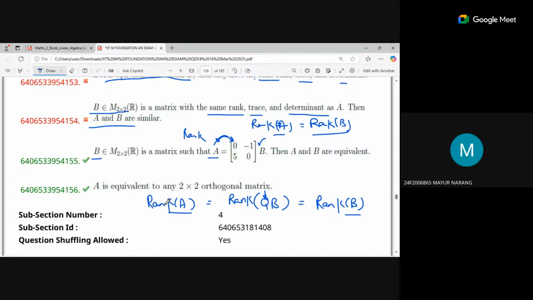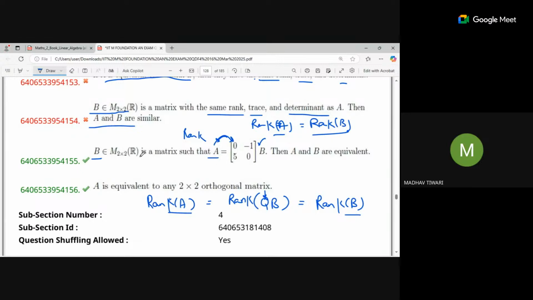Sir, can we multiply the inverse of this invertible matrix to A and find the B from this equation, right, sir? From that, we can calculate the rank of B. Will that work? Yeah, you can multiply the inverse of 0 minus 1, 5, 0 to A so that we can get B. From that, yeah, we can get the rank of B. Yeah, you can continue with that.